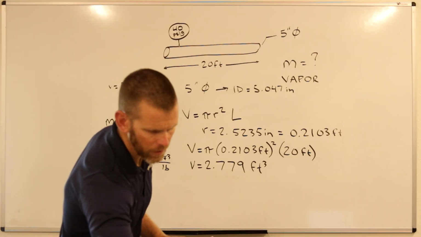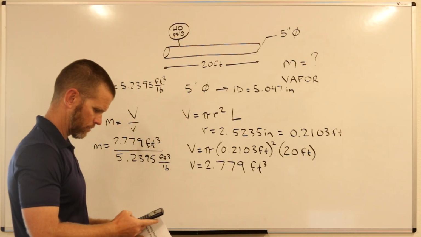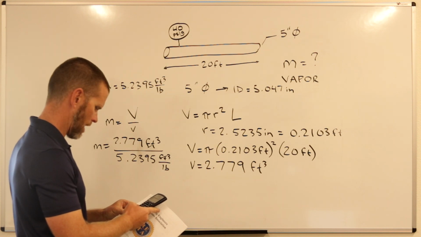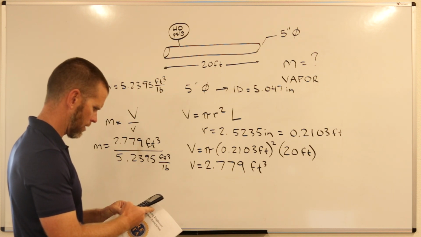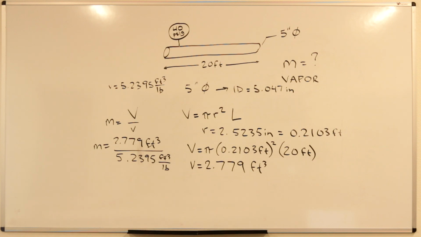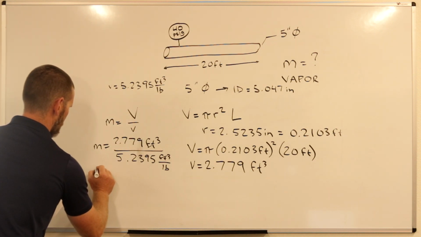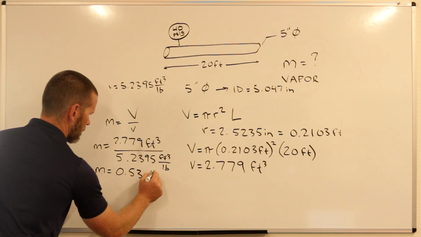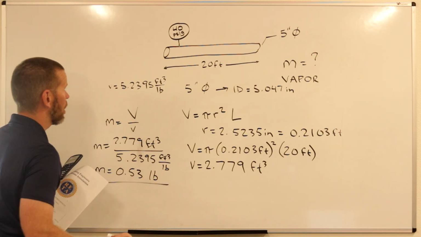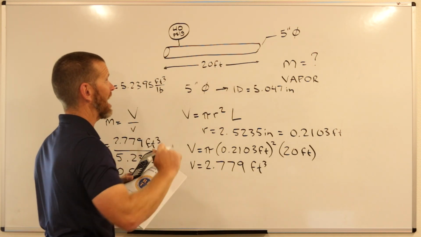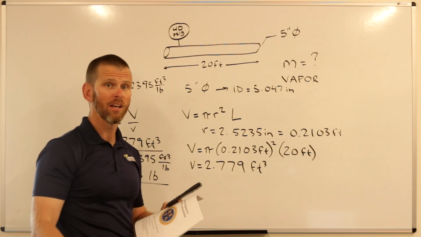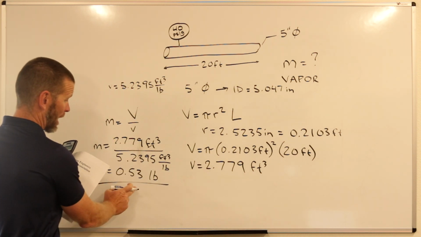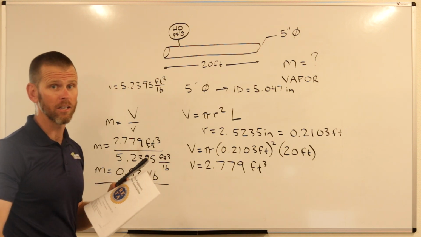Now let's grab our calculator, determine what our mass is. We have 2.779 divided by 5.2395. The answer is 0.53 pounds. So our 20-foot long, 5-inch nominal diameter pipe that's at a pressure of 40 psi has about 1/2 pound of saturated ammonia vapor in it.